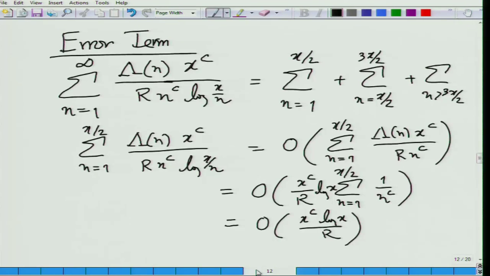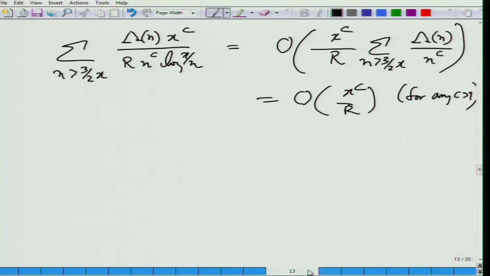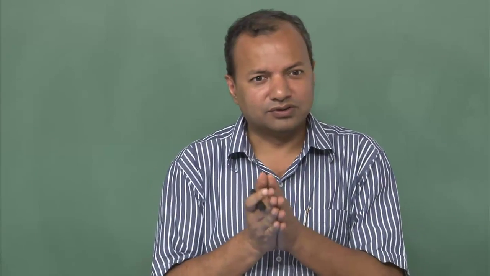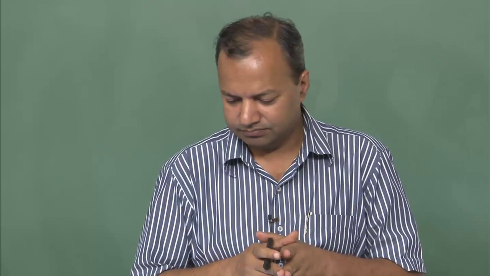So that leaves out only the middle term, which is this sum, and this we have to handle slightly more carefully. Now here the log x by n is within a small range of values, but the problem is that it can become very close to 0. It may become very close to 0, and that is not so nice.